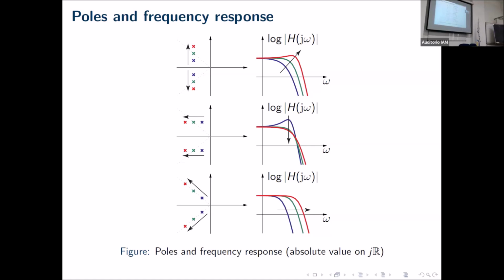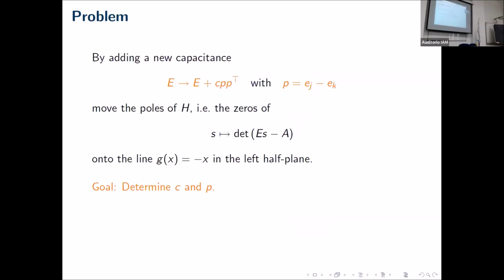Good. So I think this is somehow a little bit of repetition again, but why not. So add such a perturbation to E, and then the zeros of the determinant, the eigenvalues, we want to control, and we want to put them on the line.